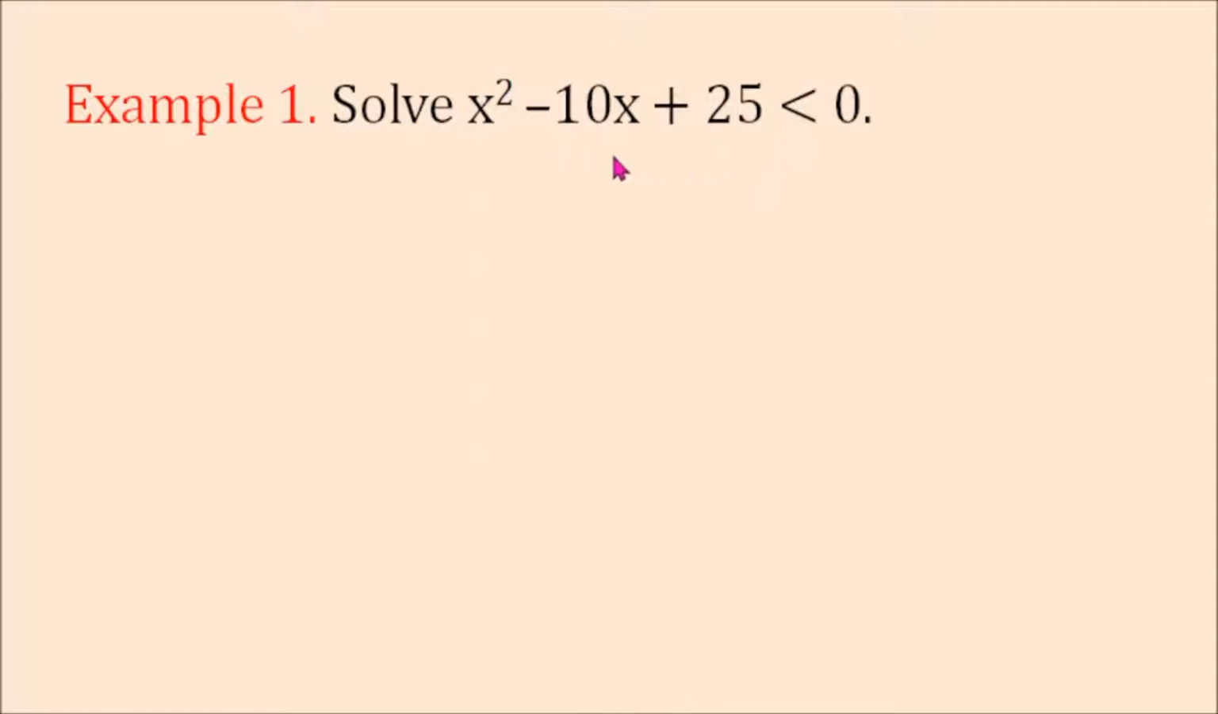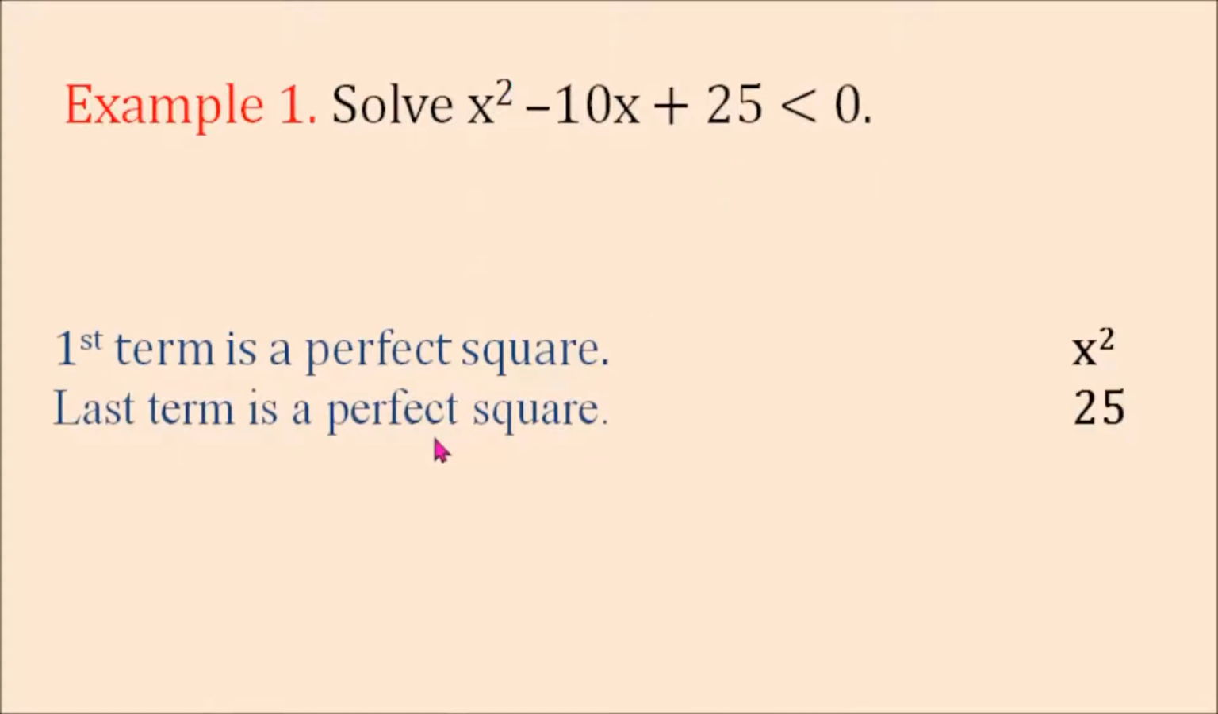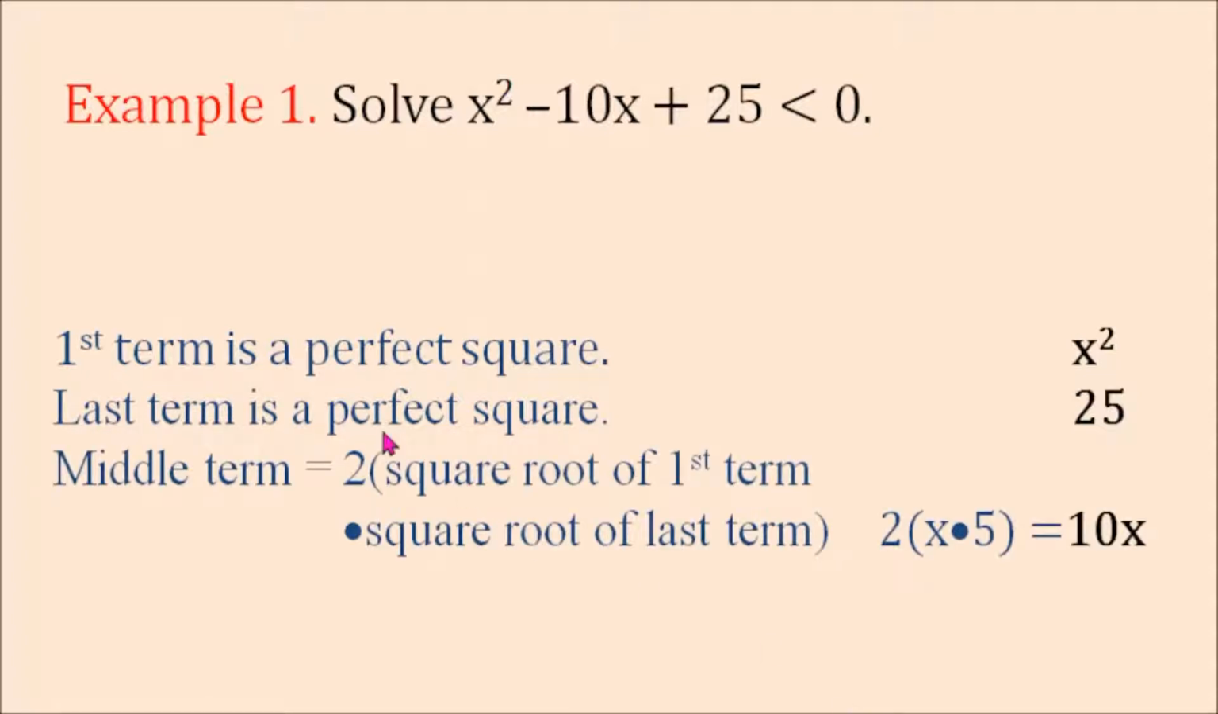Why? It's because our first term x squared is a perfect square. Our last term 25 is also a perfect square, and the middle term is twice the square root of the first term times the square root of the last term. So the square root of the first term x squared is x, the square root of the last term 25 is 5, so 2 times x times 5 equals 10x, which is our middle term.